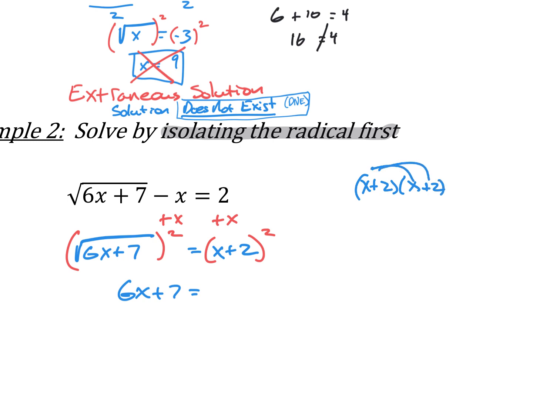And we've got to distribute that. Okay, don't just square the x and square the 2. So this comes out to x squared. We have 2 times x is 2x. We have another 2 times x. And we have a 2 times 2. And we get 4x.